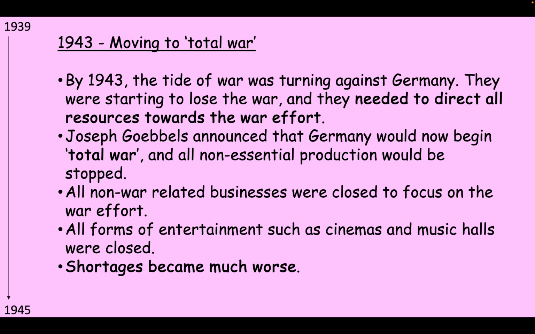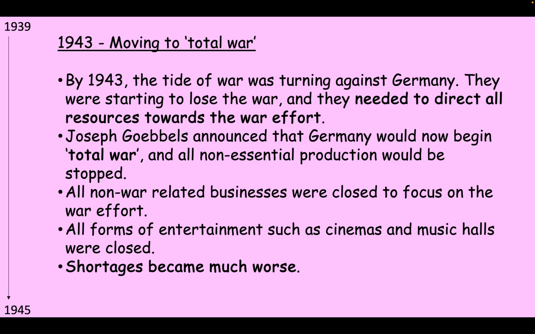Now, as we move through the war, we've got the wartime economy in 1941. In 1942, things aren't going great for the Nazis. By 1943, things are starting to turn against them. It was becoming clear that the Nazis weren't actually winning the war, and really they were starting to lose the war. So they needed to direct all of their resources to the war effort. So they moved their wartime economy to a total war economy. And that's like a super wartime economy, where everything is focused on the war.